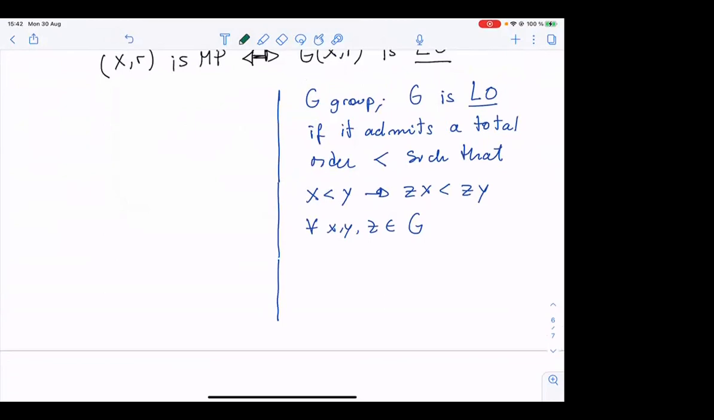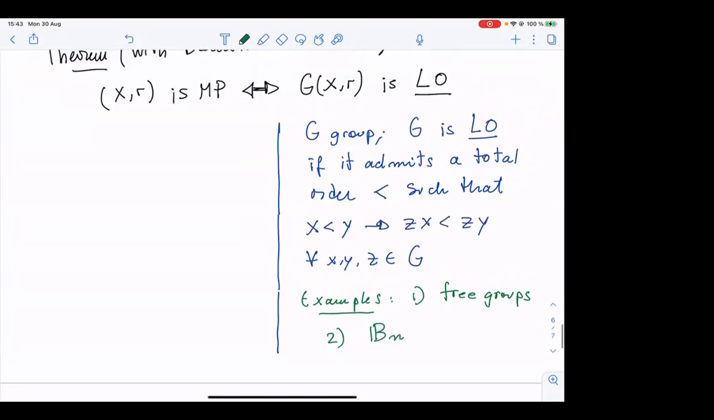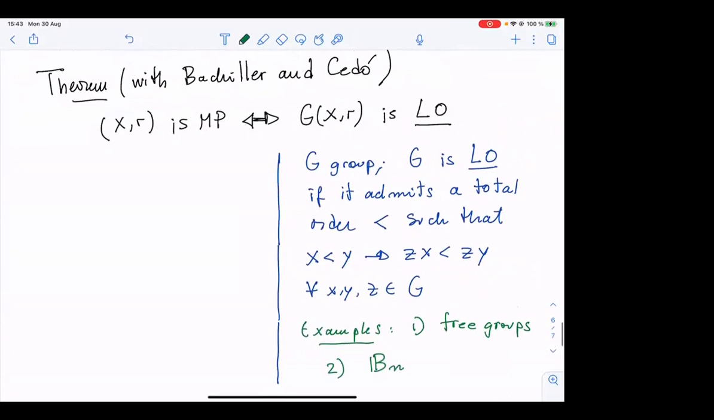In algebra also, it is quite important. And also in topology. So I don't want to give you too many examples of this. So the first example: free groups are left orderable, and also the braid groups are left orderable. I mean, these are of course not the only examples, but just to give you a small list of examples. And the left orderability of the structure group is equivalent to having this property of having a multi-permutation solution.